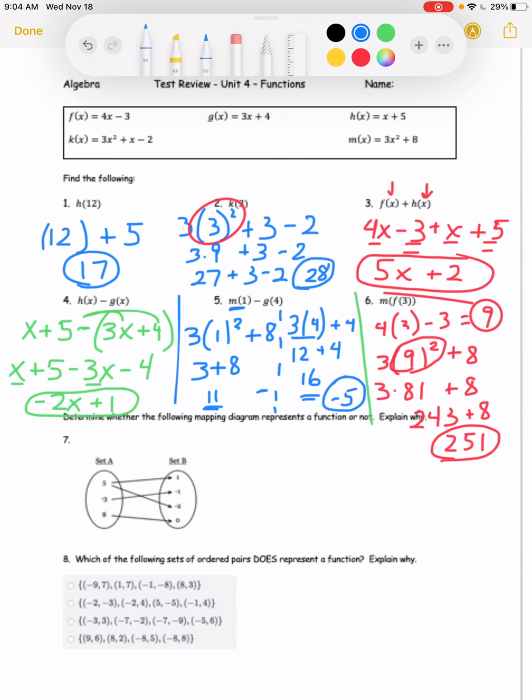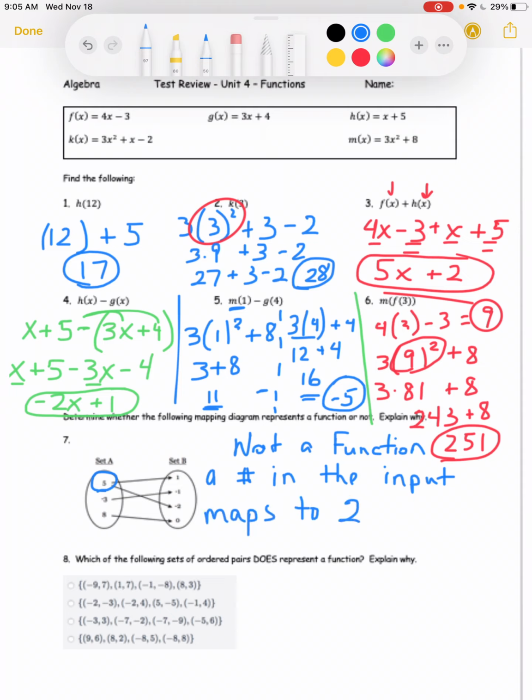Number 7 says determine whether the following mapping diagram represents a function or not. We've seen this one before. We know it's not a function. Why is it not a function? Because the 5 here goes to two different things. So a number in the domain, or the input, maps to two outputs would be a good way to say that.